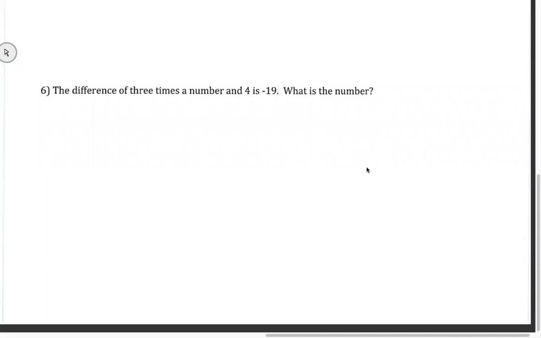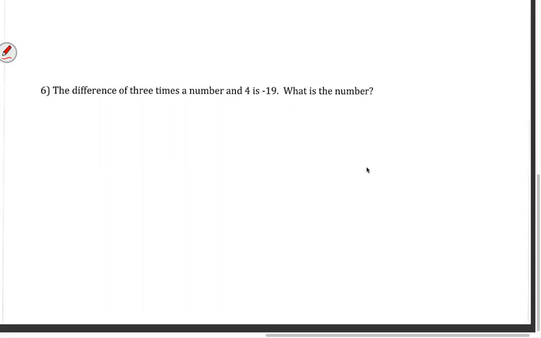The difference of 3 times a number and 4 is negative 19. Louis, since you had to pack up, mind you, I'm recording this, it's going on YouTube, so everybody's going to know you packed up early now. I'm trying to get 2019. No. Louis, what does difference mean? Is it addition, subtraction, multiplication, or division? Subtraction. Very good, Louis. You made it up to me.